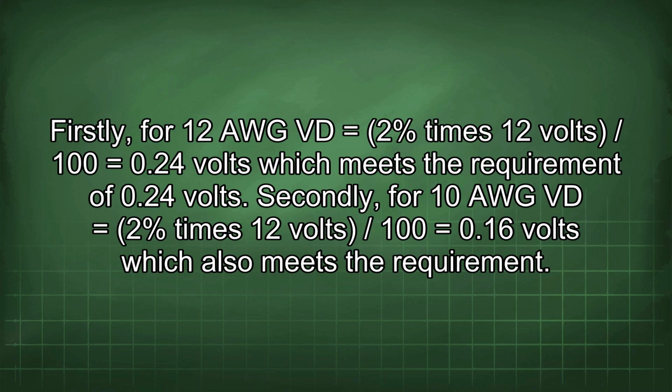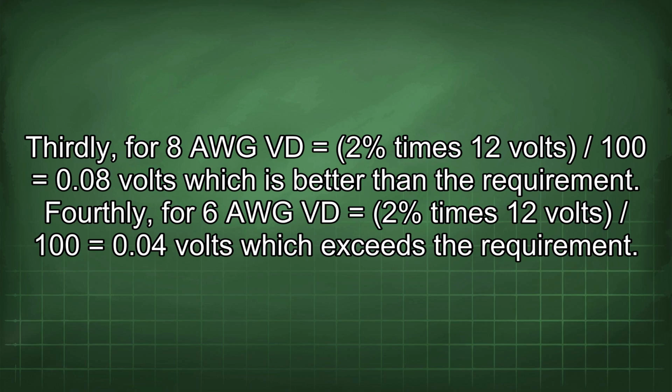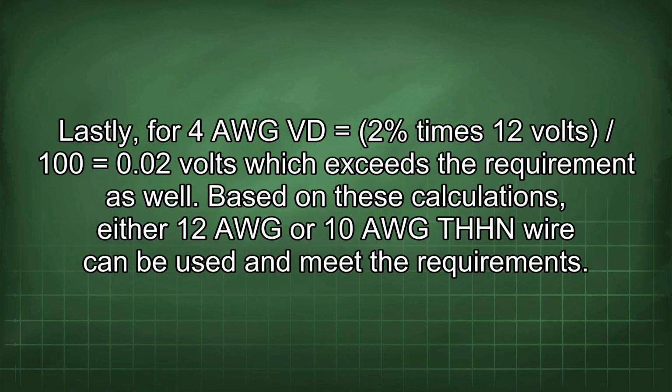Thirdly, for 8 AWG VD equals 2% times 12 volts slash 100 equals 0.8 volts, which is better than the requirement. Fourthly, for 6 AWG VD equals 2% times 12 volts slash 100 equals 0.4 volts, which exceeds the requirement. Lastly, for 4 AWG VD equals 2% times 12 volts slash 100 equals 0.2 volts, which exceeds the requirement as well. Based on these calculations, either 12 AWG or 10 AWG THHN wire can be used and meet the requirements.